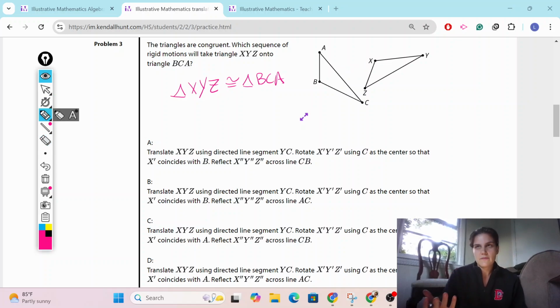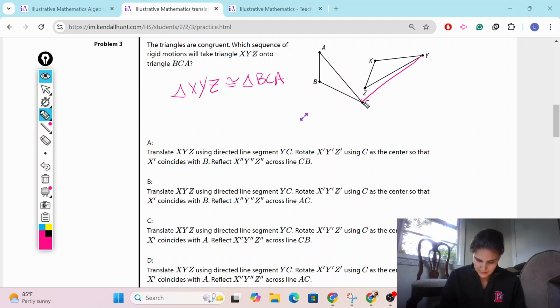Now visually this might be difficult, so I might recommend you go get a piece of tracing paper if that's going to help you figure this out, because I'm going to try to draw it as best I can, but tracing paper is the way that you could do this on your own screen. Triangle XYZ using directed line segment YC, or translate triangle XYZ. So XYZ is moving.